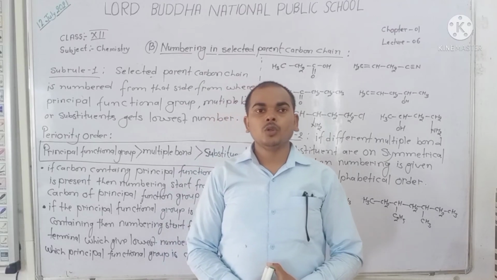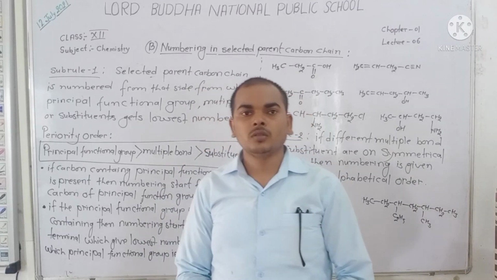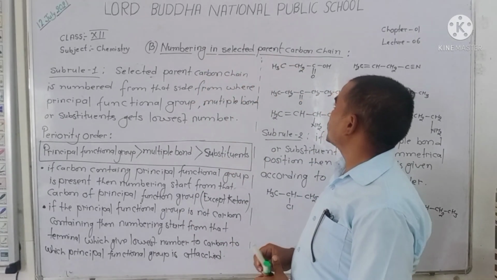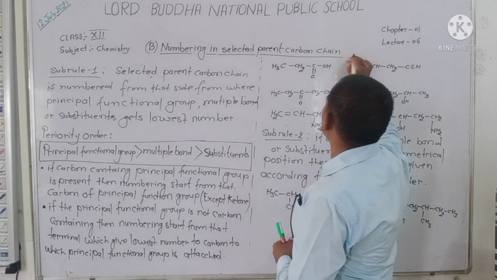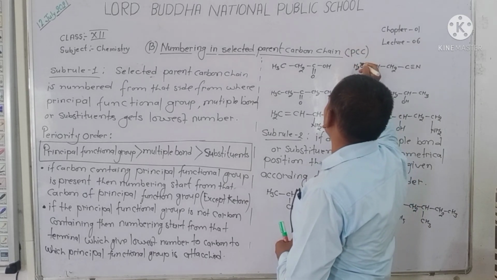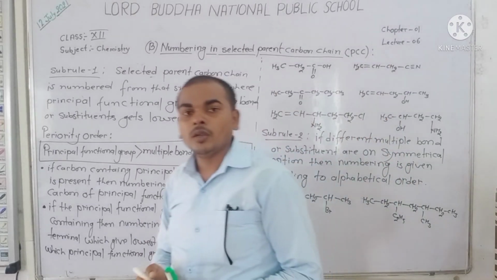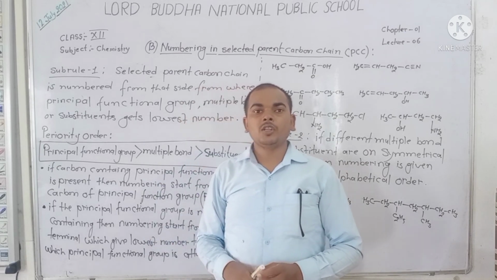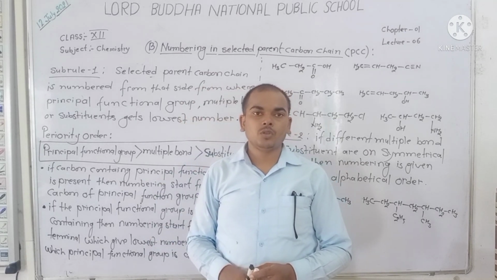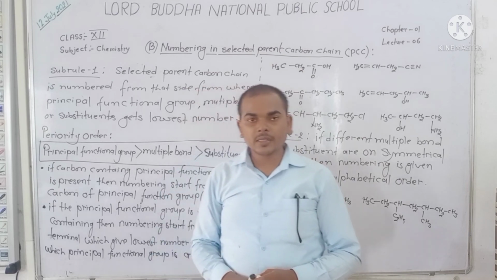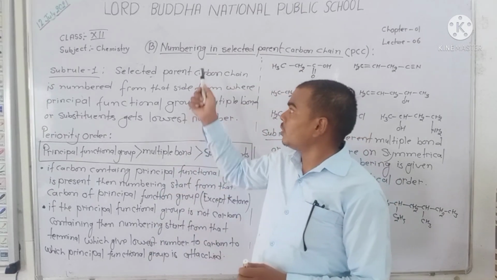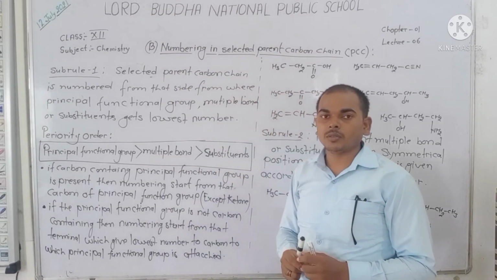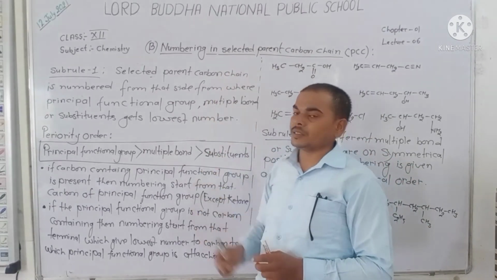Dear student, today we will discuss numbering in the selected parent carbon chain. Parent carbon chain means PCC. In the previous lecture, we discussed the selection of PCC. Today, we will discuss the numbering of PCC. The sub-rule first for the numbering of PCC.